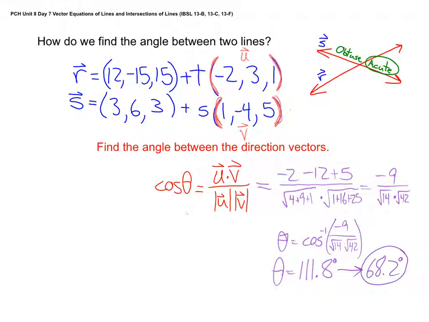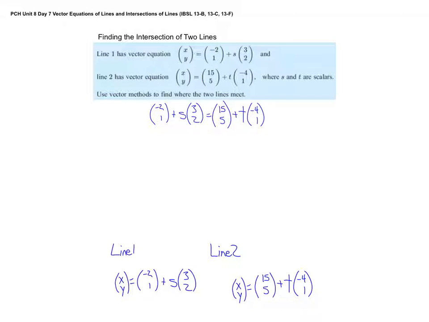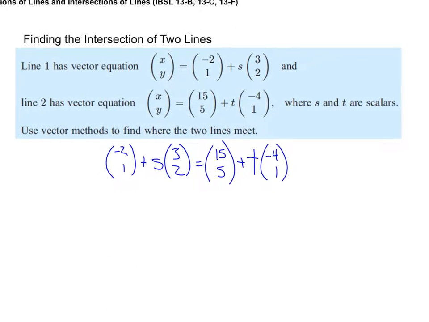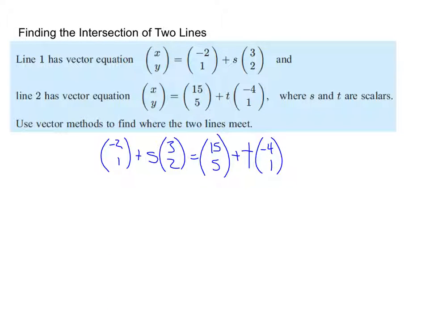Alrighty. So that's finding the angle between two lines, always an acute angle. The other thing we want to look at, though, is determining not what angle two lines intersect at, but what point they intersect at.